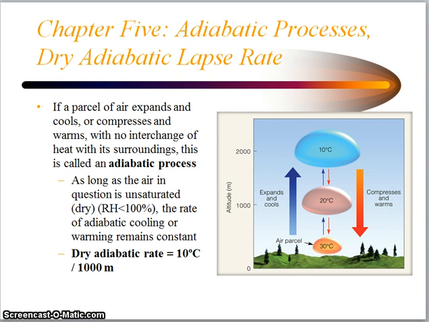As long as the air in question, the parcel of air in question, is unsaturated, meaning the relative humidity is less than 100%, the rate of adiabatic cooling or warming remains constant. Science has found this to be 10 degrees Celsius per 1,000 meters, or 10 degrees Celsius per kilometer. This is what we call the dry adiabatic lapse rate. This is how temperature changes for air parcels that are unsaturated, or dry as it's called, meaning the relative humidity is less than 100%. A parcel that has a relative humidity of less than 100% will always have a temperature change of 10 degrees Celsius per kilometer, decreasing as it goes up, or the temperature will increase by 10 degrees Celsius as it sinks or goes down. Dry adiabatic lapse rate.